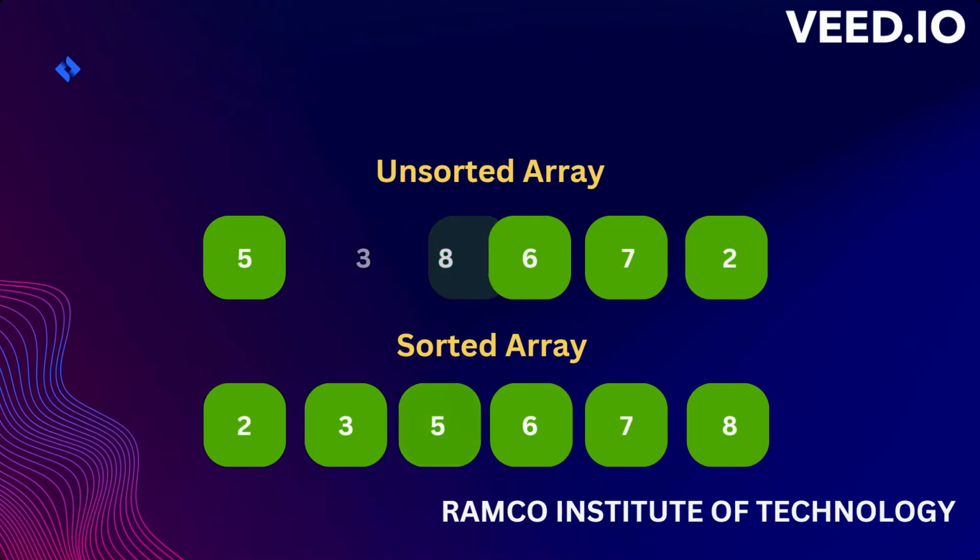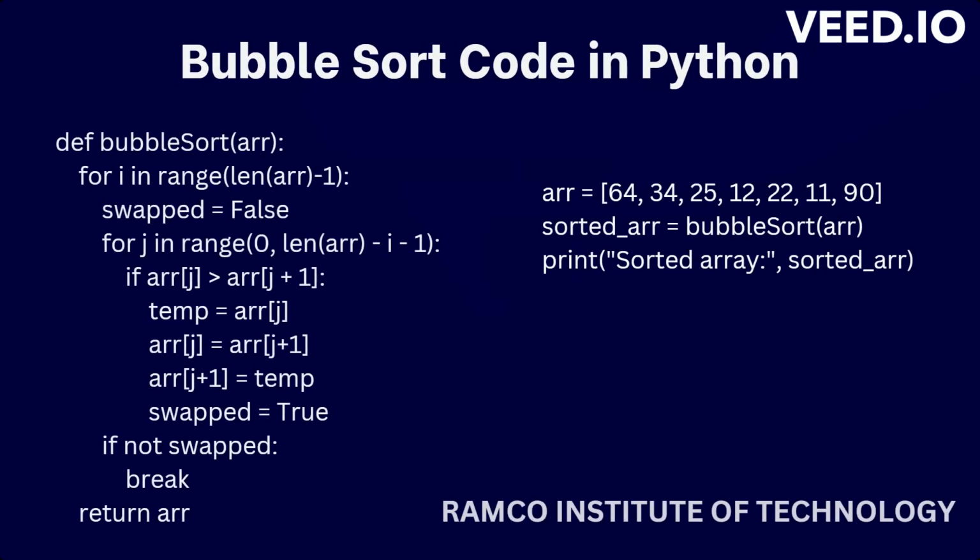And next one, let us see how the bubble sort coding is done in Python. So initially we have defined a function called bubble sort. This function takes an array as input. Then it iterates through the array using a loop that goes from 0 till length of the array minus 1, which means this loop controls the number of iterations through the array.